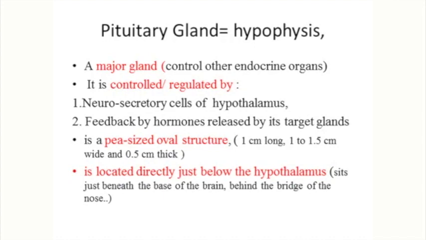But what you need to know is that this pituitary gland is also controlled by the hypothalamus. And actually, it's not only controlled by the hypothalamus, but it is also controlled by hormones secreted by the glands that it targets. And we've just seen this example where the hormones secreted by the ovary are going to have a feedback and go back and control the pituitary gland. The pituitary gland is a pea-sized oval shape, few centimeters, as you can see.